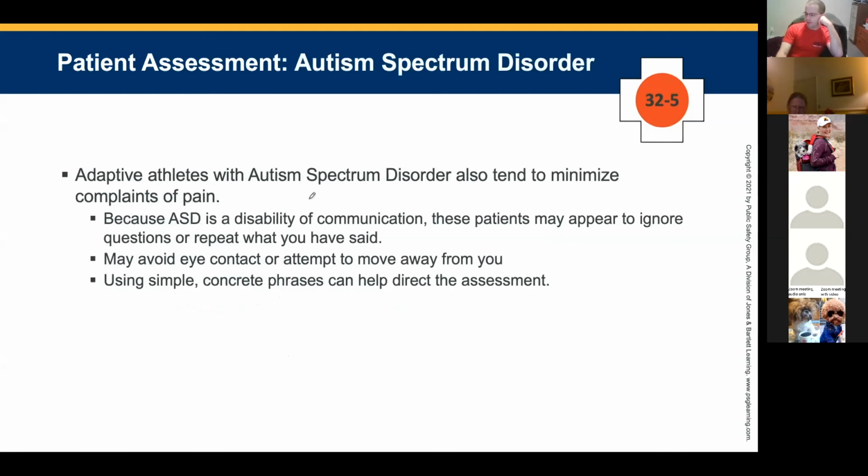Adaptive athletes with autism spectrum disorder also tend to minimize complaints of pain. ASD is a disability of communication, so these patients may appear to ignore questions or repeat what has been said. They may avoid eye contact or attempt to move away from you. So you want to use simple, concrete phrases that can help direct the assessment.